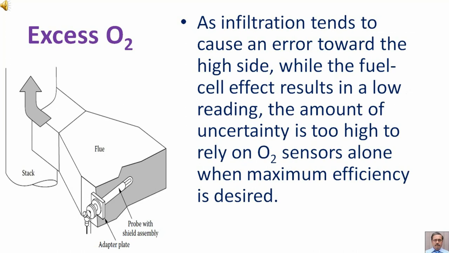As infiltration tends to cause an error toward the high side, while the fuel cell effect results in a low reading, the amount of uncertainty is too high to rely on oxygen sensors alone when maximum efficiency is desired.